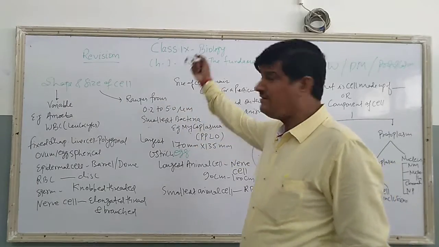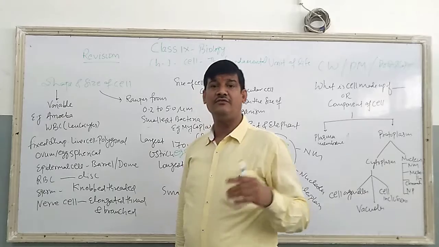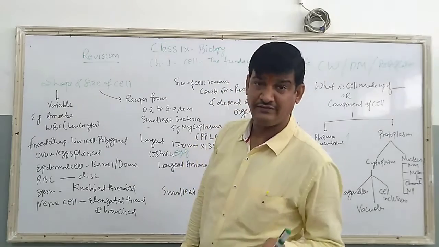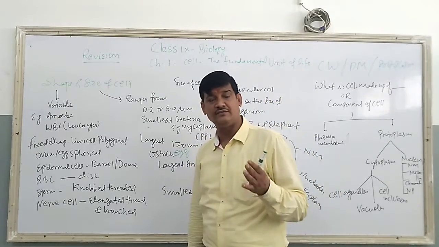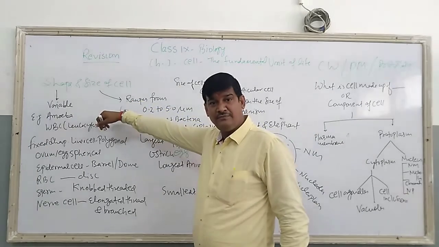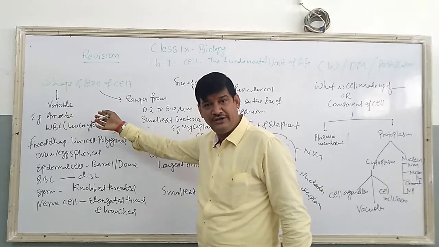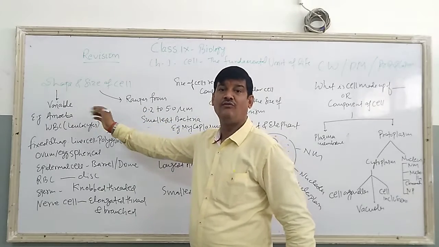Once again I am repeating, shape and size of the cell. The shape and size of cells are variable; in some cases they are fixed and in some cases they are not fixed. They have different shapes because they carry out different functions. So from the adaptation point of view, their shapes are variable.